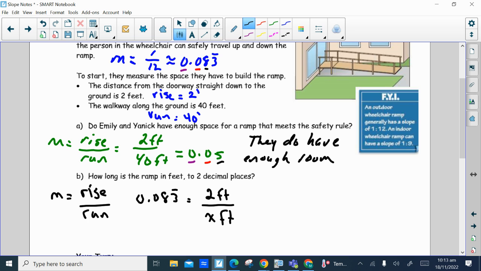So again, it's going to be something less than 40 feet. If they don't want to use the entire 40 feet along the walkway, how long could that run be so that the slope is exactly 0.083 repeating? So, like we did before, we're going to make both sides a fraction by putting a 1 under the 0.083 repeating.